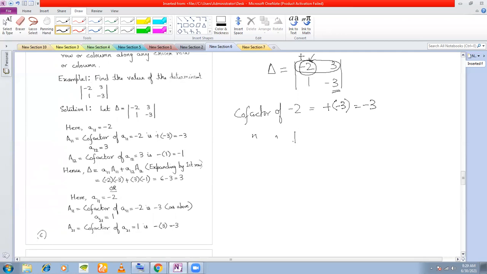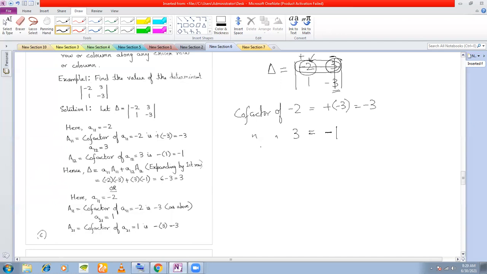Cofactor of 3, because we have chosen the first row. This element. What is the sign here? It is a minus sign. So give a minus sign. And in order to find out the minor, hide this row and this column, you get minus 1, right?